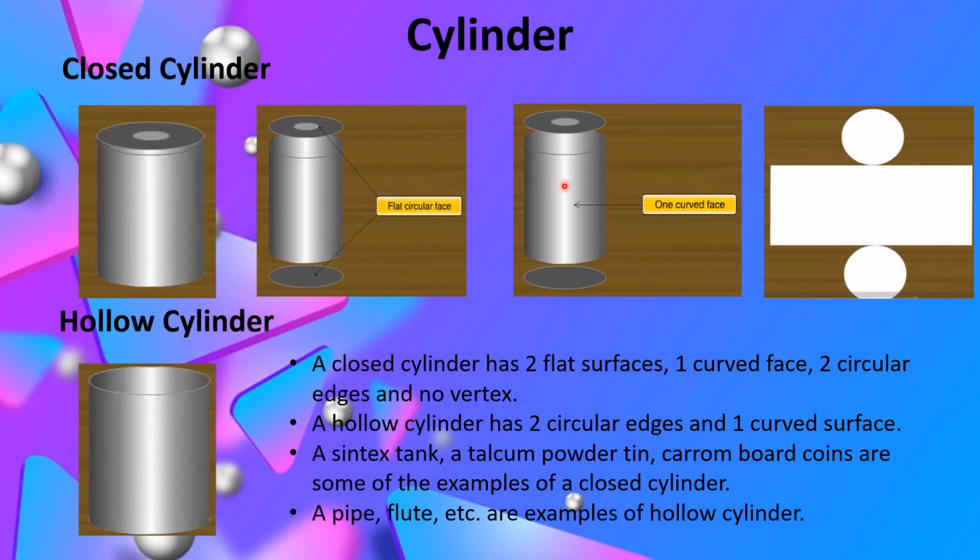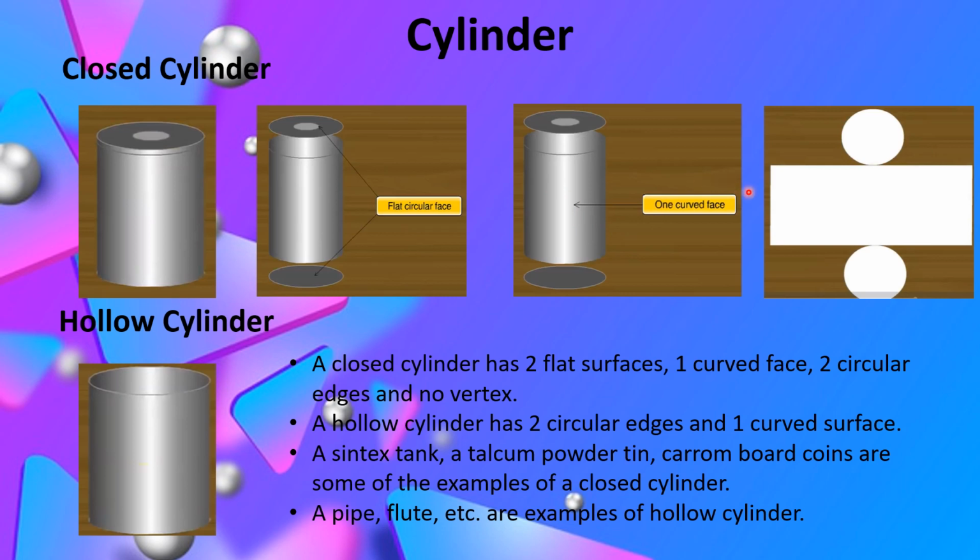Come to the next one, that is the cylinder. When I speak about cylinder, we have two types: the closed cylinder which has a lid on it, and the hollow cylinder which does not have a lid on it. These are the two types of cylinder which we are going to learn in this lesson. Now the closed cylinder has two flat circular faces. Why two flat circular faces? Because the bottom it already has, but on the upper portion there is a lid in a closed cylinder. Hence two flat circular faces and one curved face.